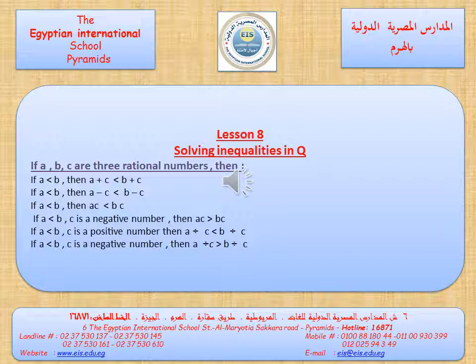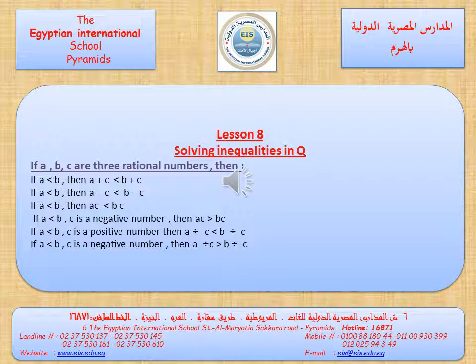If A, B, and C are three rational numbers, and A is less than B, then if we add any number to both sides, the result will also be less than. Example: if we have 1 over 2 less than, for example, 3 over 4. If we add 1 to the left and to the other side, we get 1 and a half and 1 and 3 over 4. So the result will be that 1 and a half is less than 1 and 3 over 4.